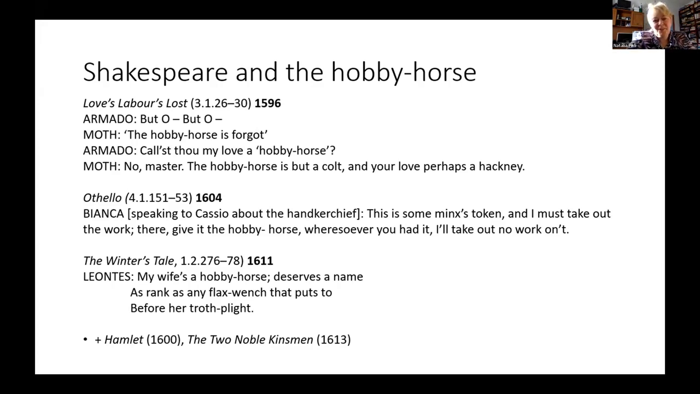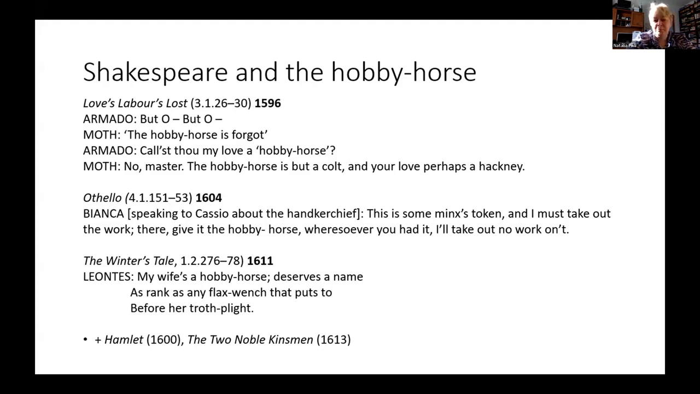And very often the references here, and I don't have time to explain each and every one, at first sight are connected to sexuality. "Goes down, my love, a hobby horse." "No, master, the hobby horse is but a colt, and your love perhaps a hackney." And here Moth refers to the love of Don Armado as a kind of a prostitute.